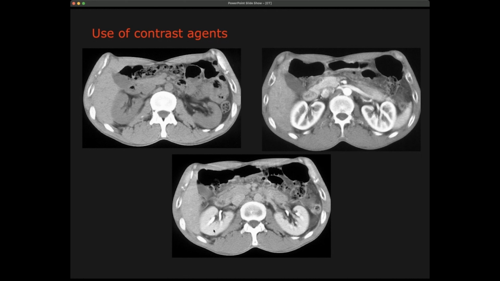Here you see a time sequence of this. These are 3 different scans of the same patient, taken at 3 different moments. This is before the injection of contrast. If we look at the kidneys, they are very similar to muscle. This is the muscle around the spine, and the kidneys have a very similar appearance. Here again, there's gas in the bowels.